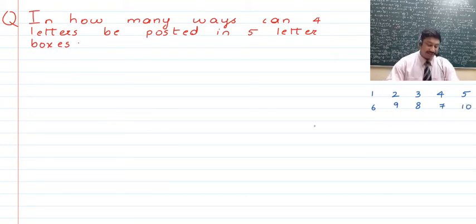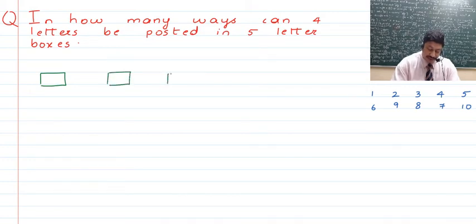Right, now let's discuss the sum. In the question you've been given: how many ways can 4 letters be posted in 5 letter boxes? So let's say we have 5 letter boxes here, and 4 letters which have been written either by one person or by 4 different people are to be posted in the letter boxes. Let's say this is the first letter box, this is the second letter box, this is the third letter box, this is the fourth letter box and this is the fifth letter box.